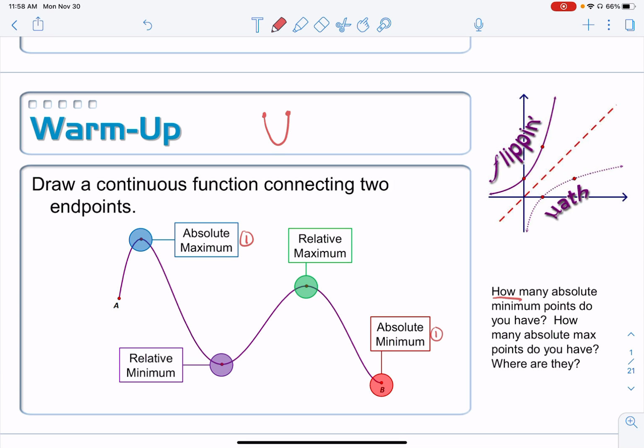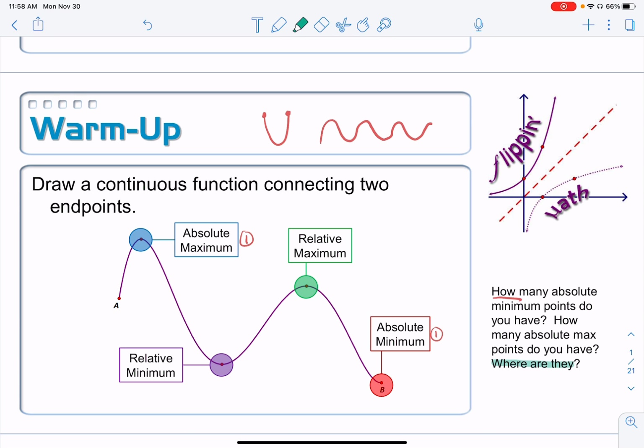Think of like a sine graph, though. This is a perfect sine wave. All right, so here you can see that you have lots of absolute maximums and lots of absolute minimums as well, right? Okay, and then the other question, this is super important, it's so important, I am going to highlight it. It says, where are they? Where can they possibly occur?